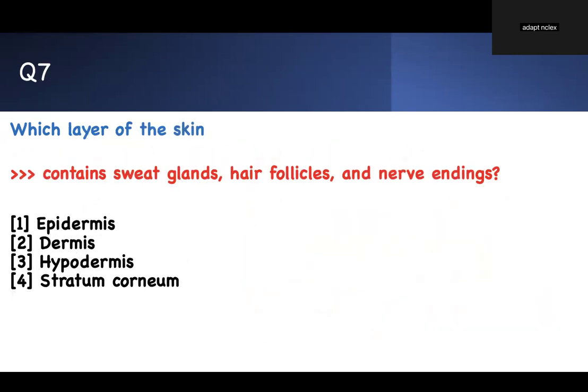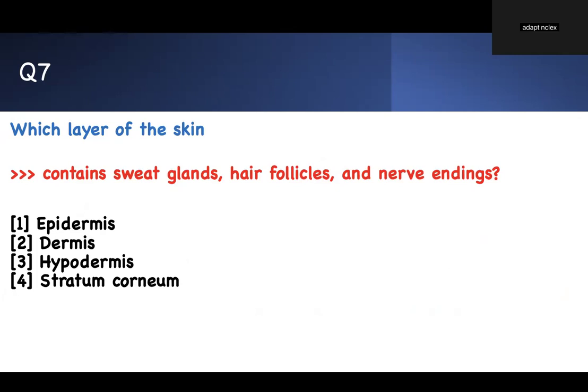Next one, which layer of the skin contains sweat gland, follicle, and nerve endings? I'm doing this in the rapid fire way. I think that's the easy way to memorize them so that you can understand. Like the test did: epidermis, dermis, hypodermis, stratum corneum. Think about it. Skin has different layers. All these are layers of the skin. But which one contains sweat gland, hair follicle, and nerve endings?